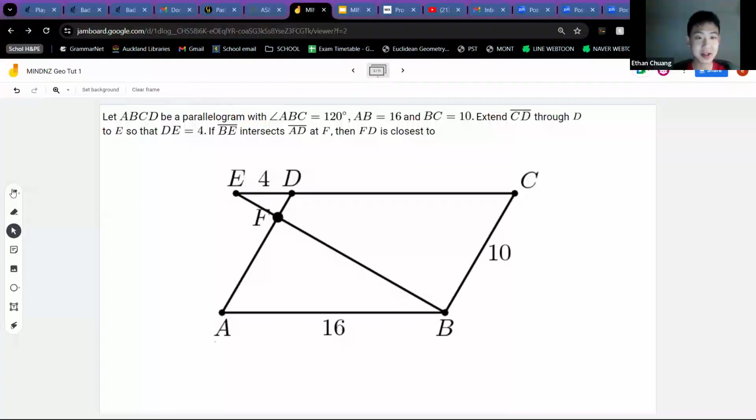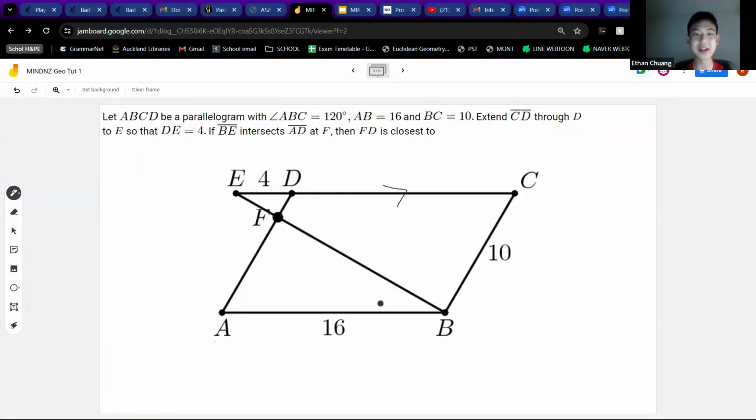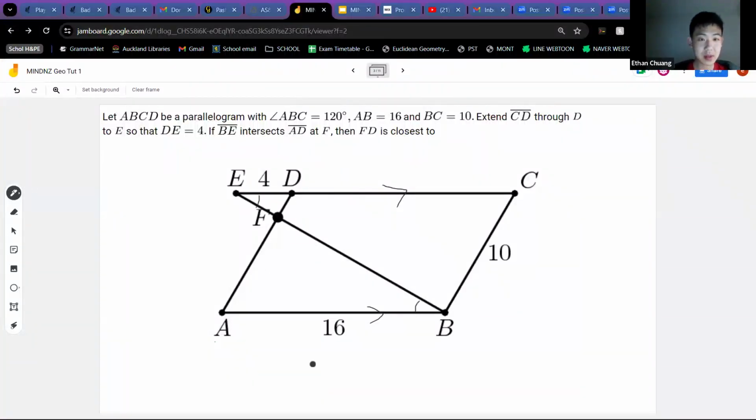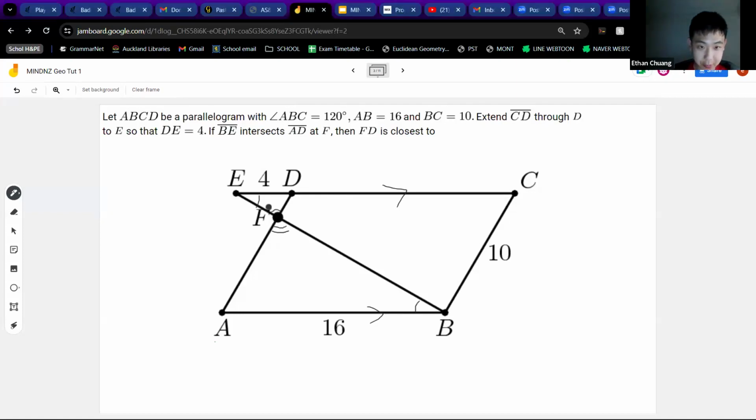Yeah, so basically, we know this is a parallelogram, right? So we know that these sides are parallel. So you know alternate angles, this angle equals this angle, right, guys? And we also know that vertically opposite angles are equal across a point. So we know this angle here is equal to this angle. So you've got 2 angles that are the same, so automatically the third angle is the same. So we have angle, angle, angle. All the angles are the same. So we know that EDF and ABF are similar. So then how can we use this to find the side length of FD, guys?